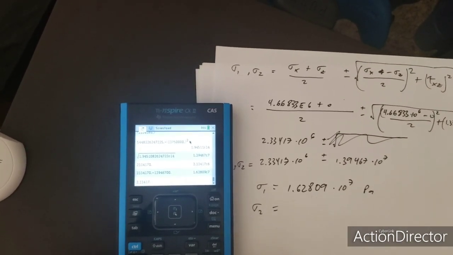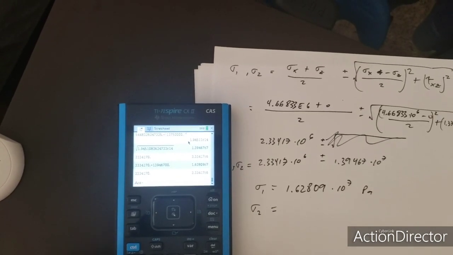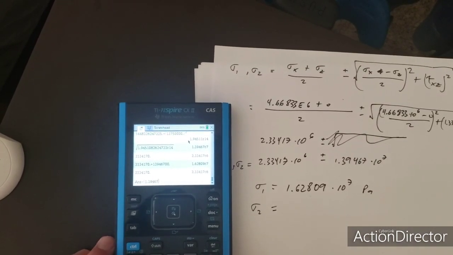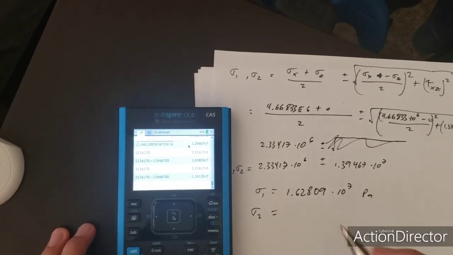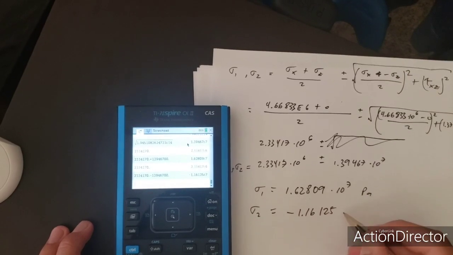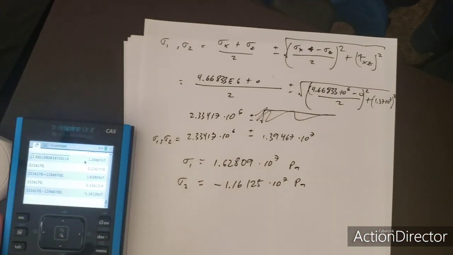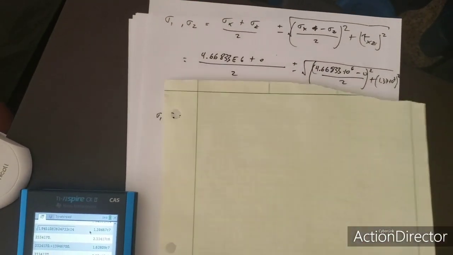2.33417 times 10 to the 6 minus 1.39467 times 10 to the 7, and I get negative 1.16125 times 10 to the 7 pascals. And those are my answers. Now, from there, I want to graph it. So I have this paper here.